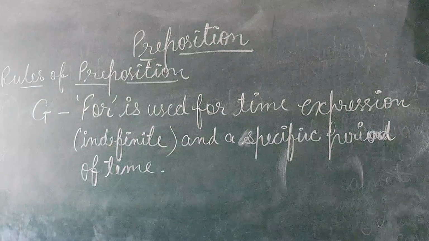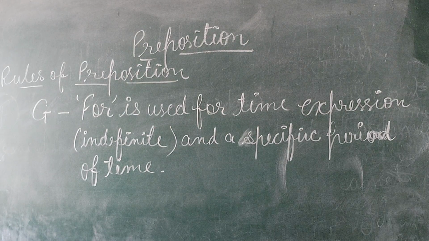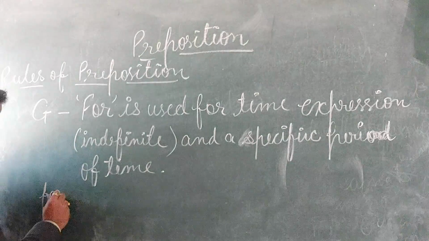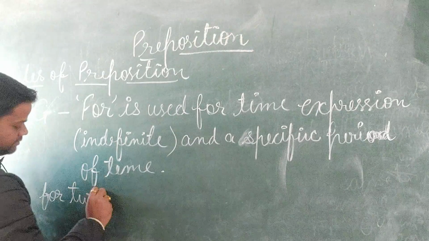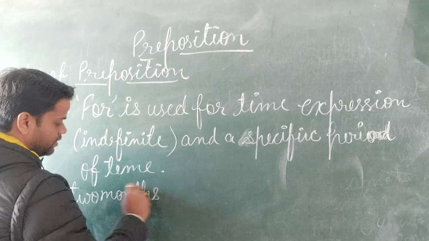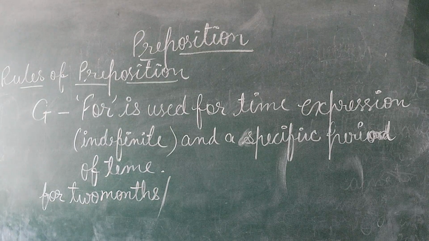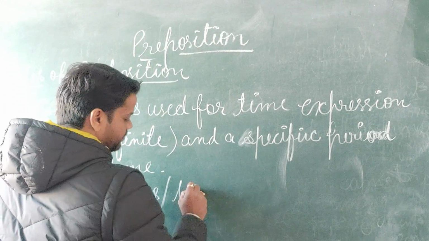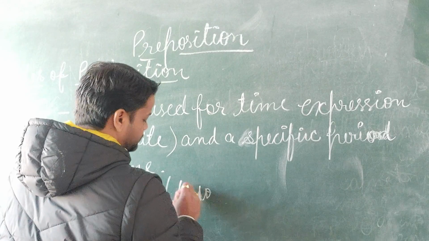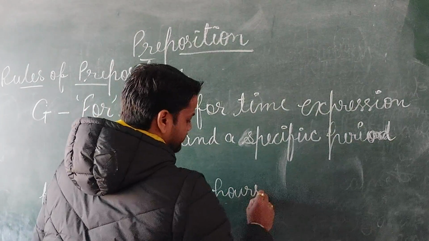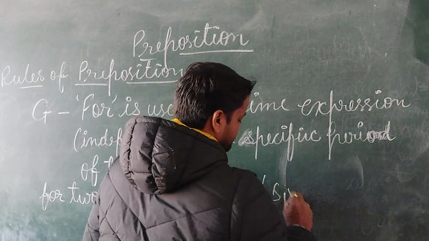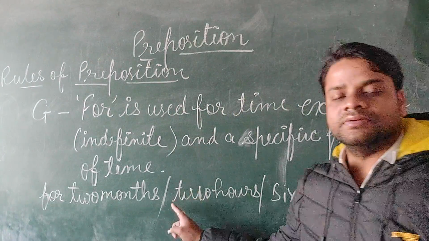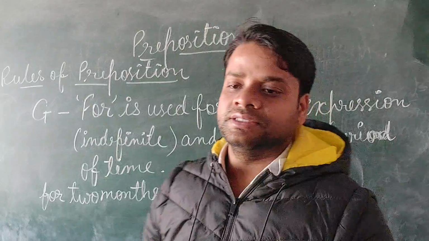How can you write this? For example, you can see here: for 2 months, for 2 days, for 6 years, for 2 hours. You can understand here that for is used for indefinite time.